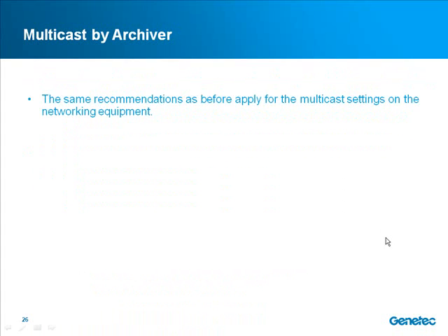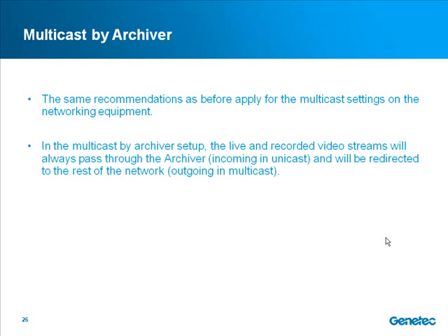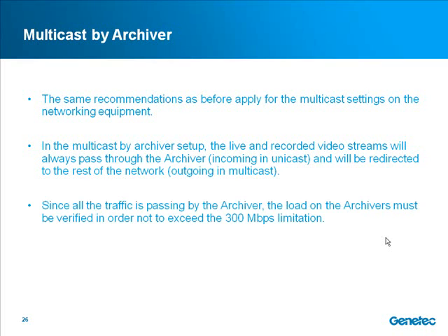Now, as mentioned before, we need to verify that the networking equipment has been configured properly and can fully support multicast on the local area network. In the multicast by archiver setup, the live video goes through the archiver whether it's for recording or for live viewing, since the client does not have a direct link on the network to the video unit. The incoming Unicast stream is redirected by the archiver to the rest of the network in multicast. Just as a side note, since all the traffic is passing through the archiver, we need to remember that the load on the archiver must not exceed 300 megabits per second, counting both the incoming and outgoing video streams.